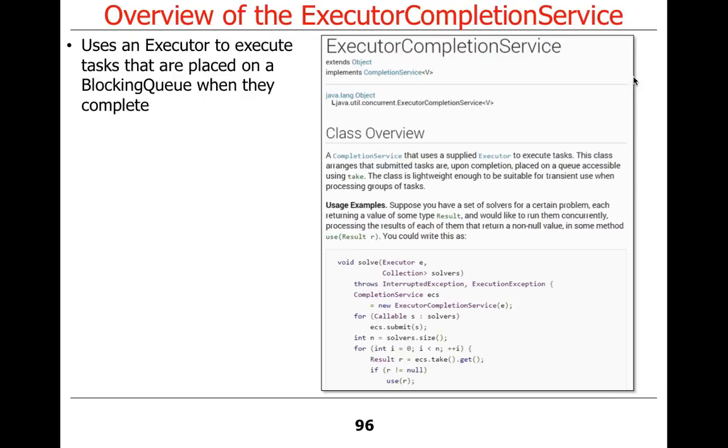Now, when we have a list of futures, things get even more complicated. Can anybody think about why that would be complicated? If you have a list of futures, how are you going to find out what's finished, and what would be tricky about that? Well, you can't block on all of them at the same time. So you have to block.